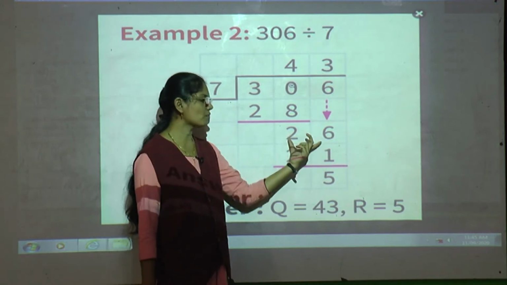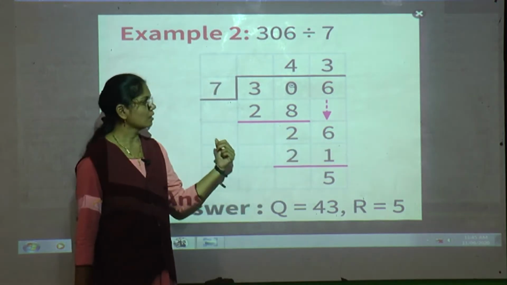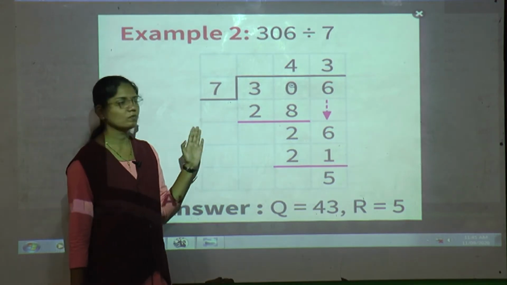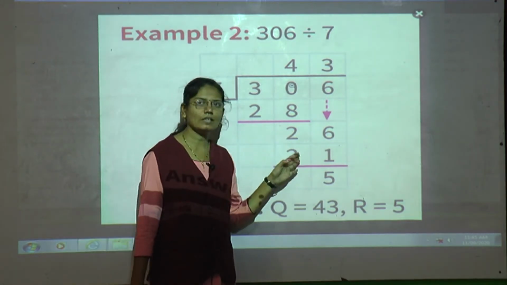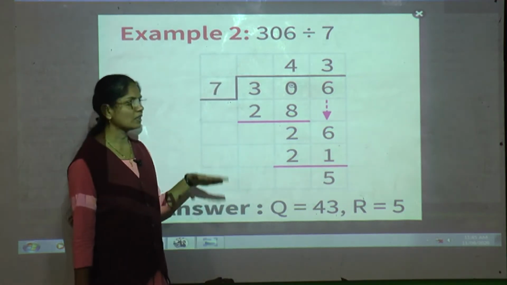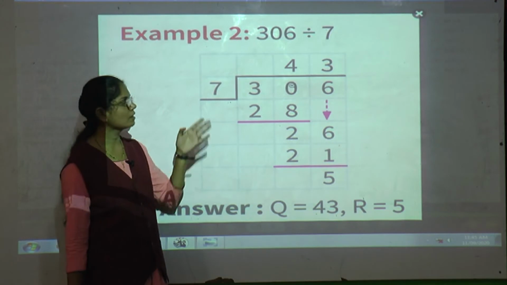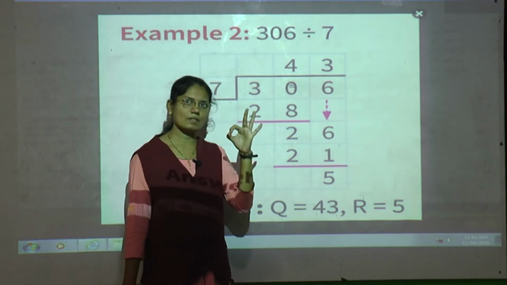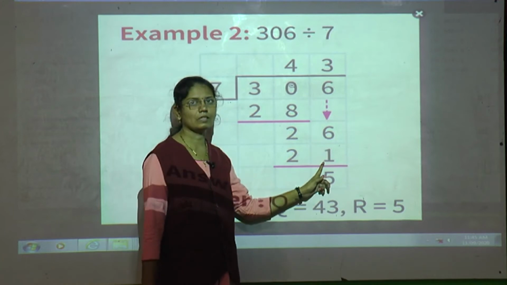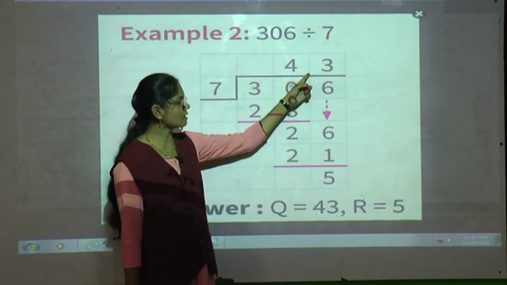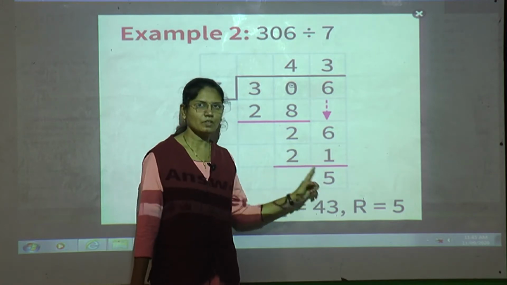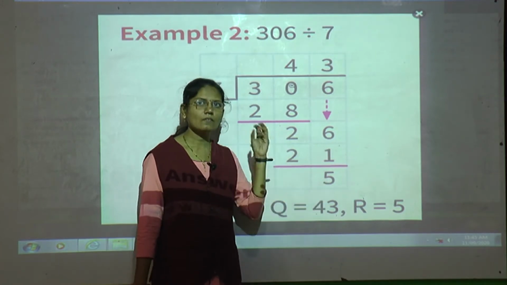Now here we have 26. Again 26 is not there in the table of 7. Then we will find out the smaller number than 26. Which number is there? 21. Now in 21, how many 7s are there? In 21 there are 3 7s. So here 7 3s are 21. We will write here 7 3s are 21. Now 26 minus 21, here remainder we will get 5.